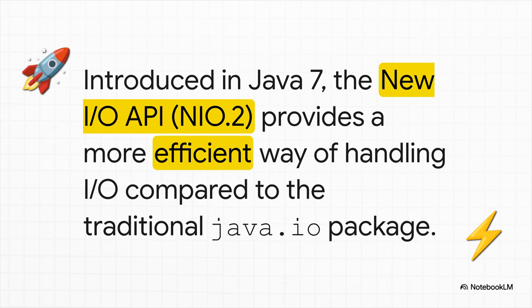But it's not just about safety. Modern Java has also given us more powerful and efficient tools. Since Java 7, we've had the new I/O API, or NIO.2. This gives us the Files class, which is a powerhouse. It lets you do really complex file operations, often with just a single line of code. It's a huge step up.